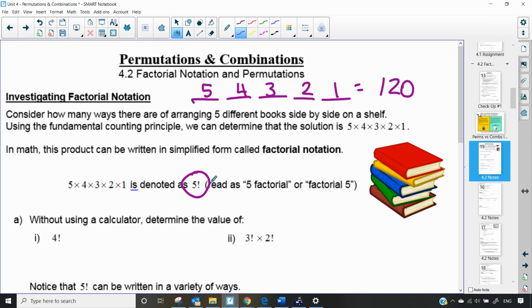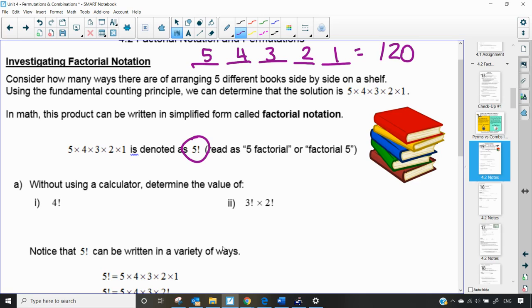And notice it's 5 with an exclamation mark. This doesn't mean I'm excited, that's a really cool 5. It just means 5 times 4 times 3 times 2 times 1, which is also known as 5 factorial. So when we're multiplying 5 factorial, it just means we're multiplying from 5 to 1, and each number is getting 1 less. So we can do factorials in our head if we understand that concept.